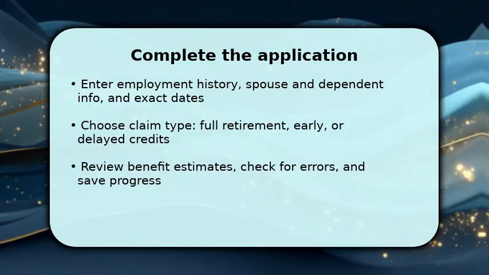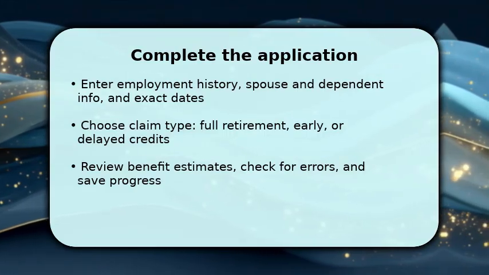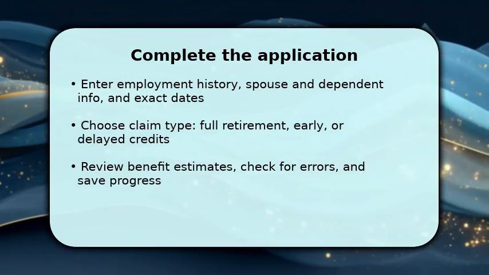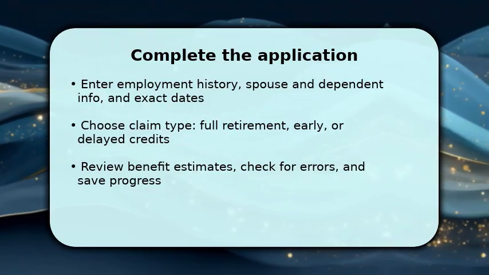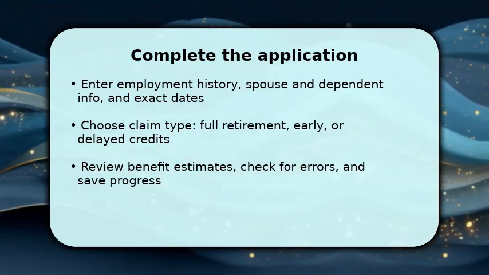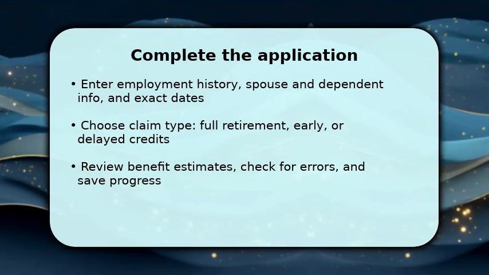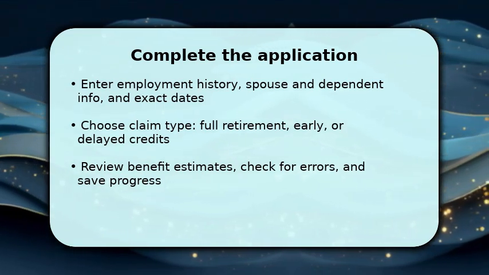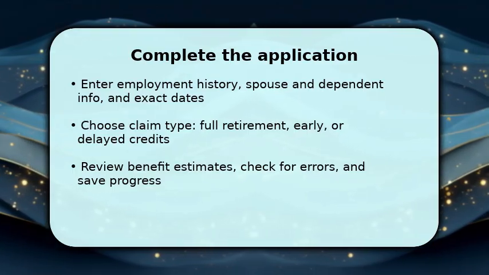Select the type of claim, standard, early, or delayed, and the system explains how each choice changes monthly amounts. Once you input dates and earnings, the portal recalculates your estimate. Review each screen and correct typos. If interrupted, save your progress and return later, because incomplete or inconsistent entries are the most common sources of processing delays. You finish by electronically signing and submitting the application.